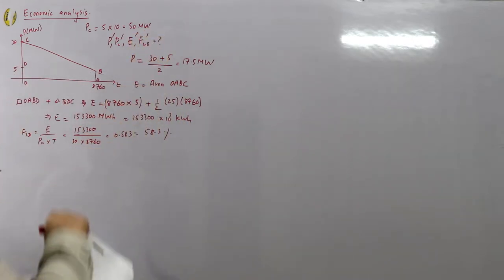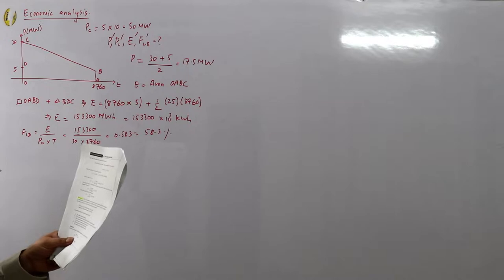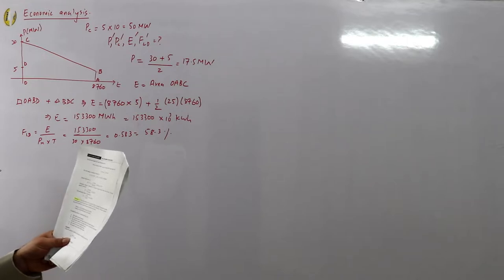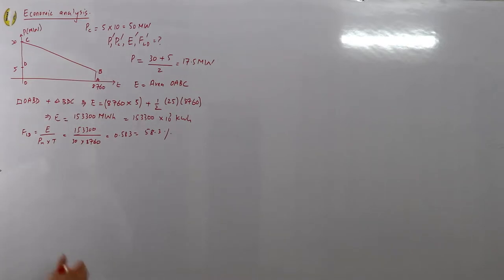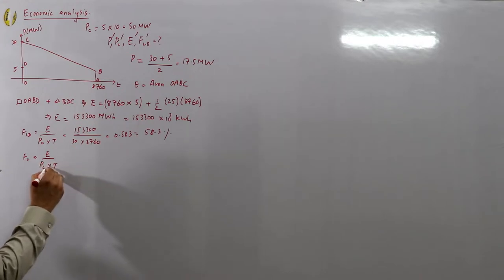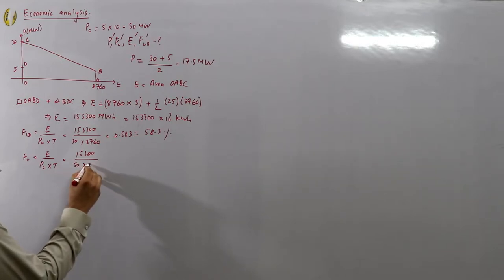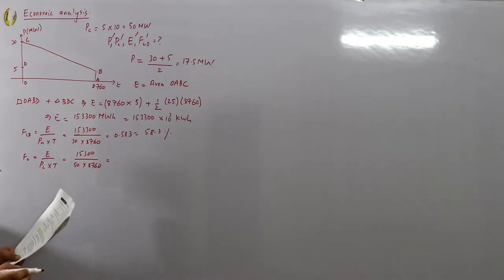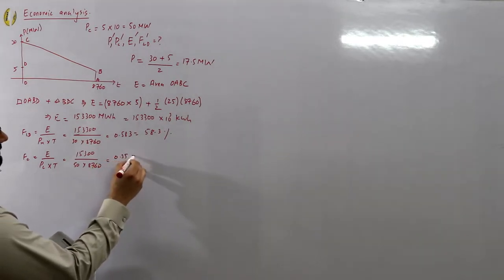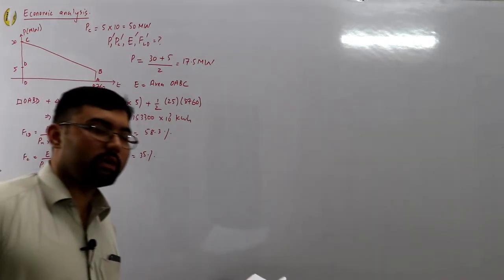Similarly, you can find the plant capacity factor FC, which is E divided by the installed capacity into time. So 15300 divided by the installed capacity 50 into 8760 comes out to be 0.35, or 35%. Now the use factor you cannot find from here, because you don't have the time for which it is operational.